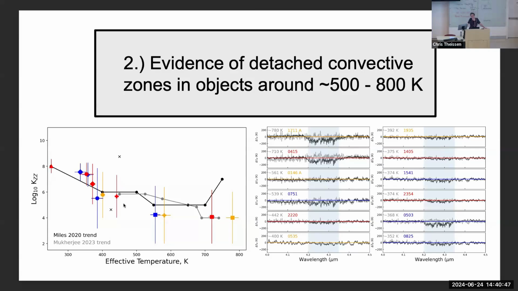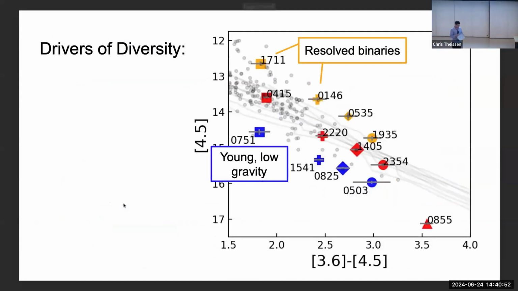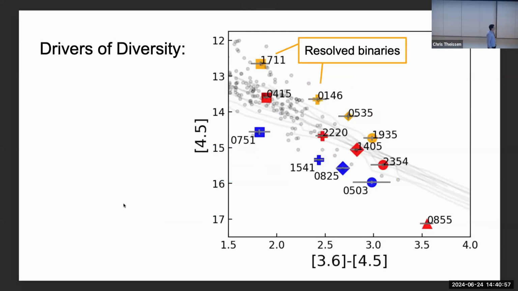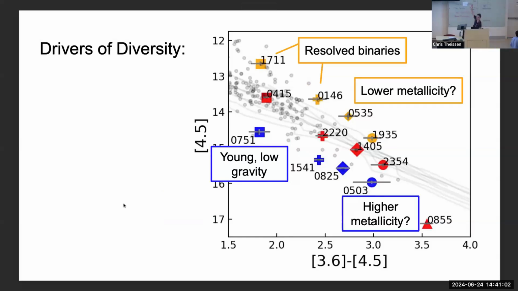I know that was my very ambitious length of this talk, so yeah, these look like resolved binaries. We know these are resolved binaries. This one we know is young. This one looks like it might just be low metallicity, 0535. And then 0503 looks like it's high metallicity. And then this is the one that had methane emission that they published a Nature paper about. So it also doesn't look like it needs to be a binary. So these last two are not so clear that they need to be binaries, I would say. So, yeah.